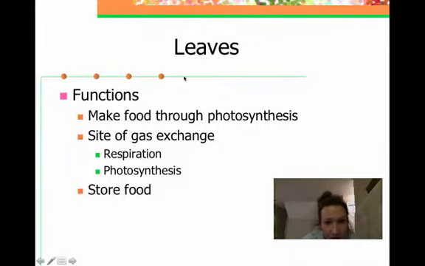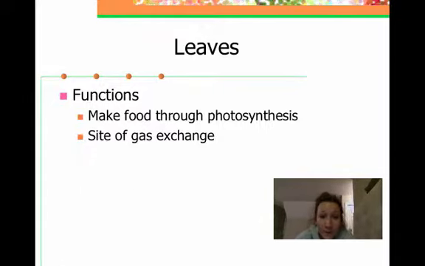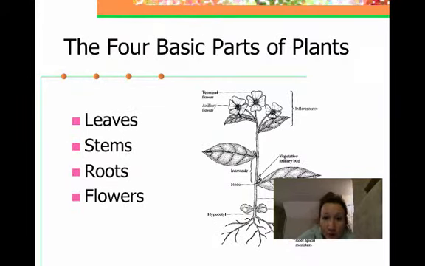Alright, leaves are located on the plant, and they make food through photosynthesis, and they also are where gas exchange occurs. Respiration we talk about in our next unit, and we talk more about photosynthesis in our next unit. Leaves are also where food is stored after it's made, and of course that food is in the form of sugar. The four main parts of the plant we'll be talking about this week: the leaves we talked about today, the stem, the roots, and the flowers.